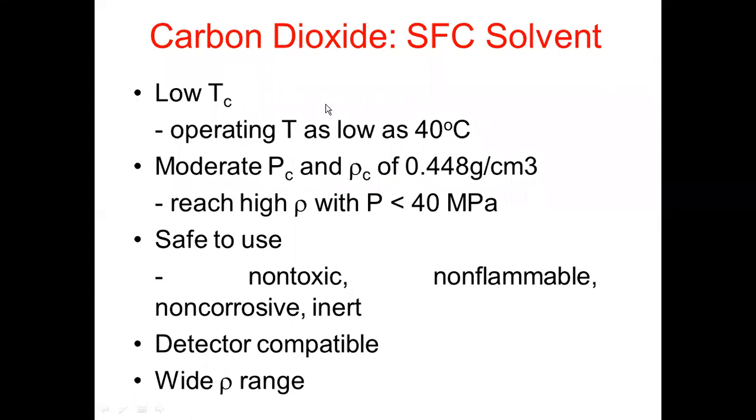As I explained yesterday, carbon dioxide is one of the most used supercritical fluids because it has a very low critical temperature of around 31 degrees Celsius, and up to 40 degrees Celsius we can operate while using supercritical carbon dioxide. And it also has a moderate critical pressure with a density of around 0.5 gram per ml, and it will reach a very high density at a pressure less than 40 megapascals.